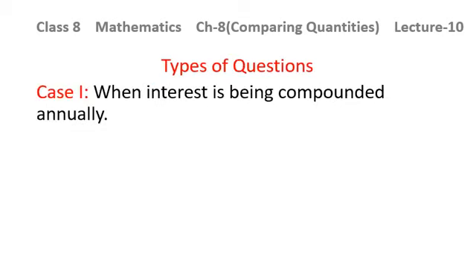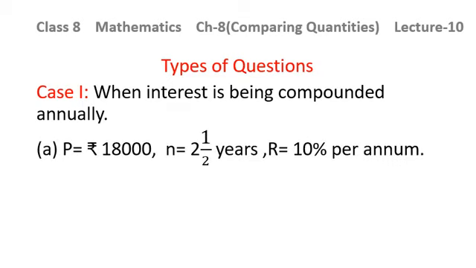Let us discuss now the types of questions which we will be covering in this chapter under the concept of compound interest. While discussing the types of questions, I have divided them into 3 cases. Let us discuss now case 1, and further in this case 1 there will be 2 parts, A part and B part. Coming to case 1, when interest is being compounded annually.